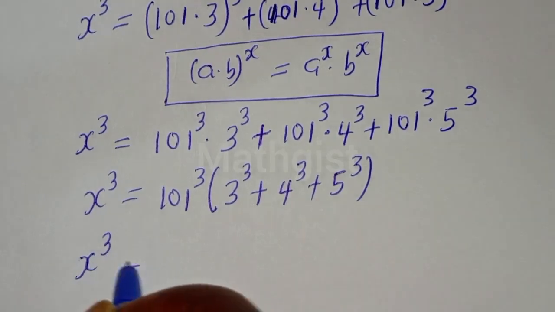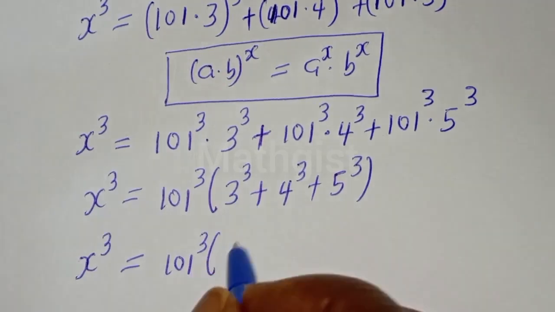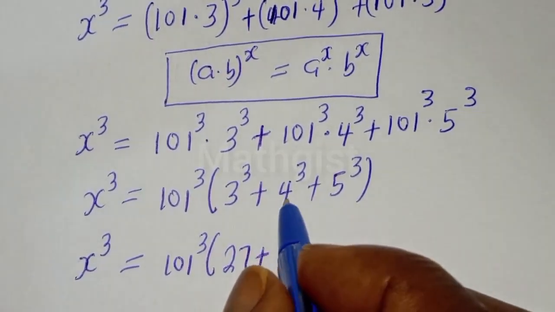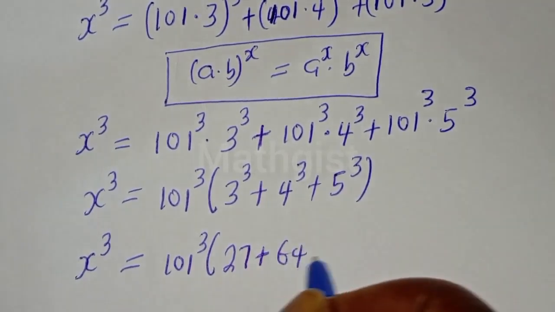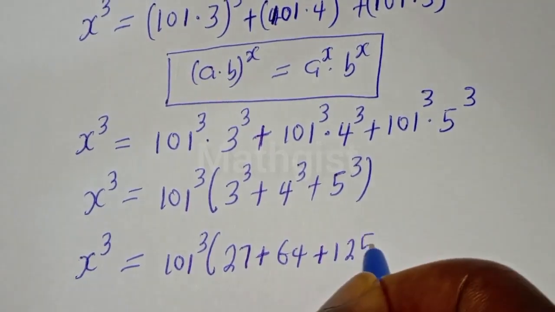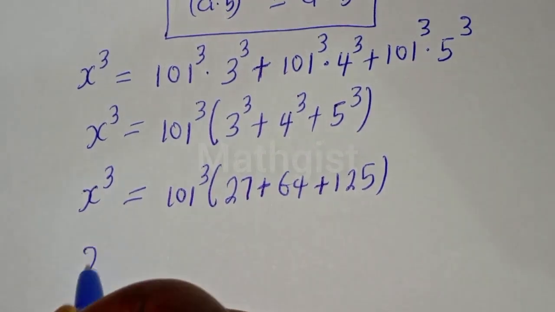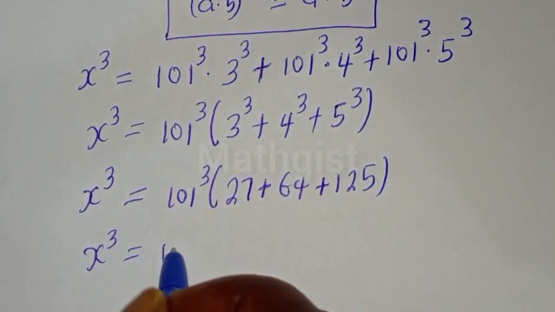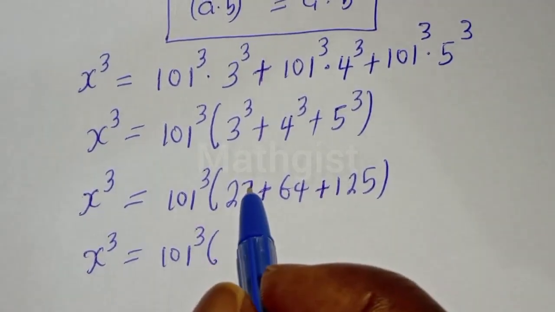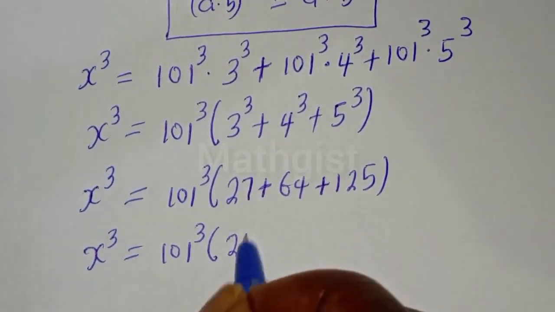S raised to power 3 is equal to 101 raised to power 3 bracket 3 raised to power 3, that is 27, plus 4 raised to power 3, that is 64, plus 5 raised to power 3, that is 125. S raised to power 3 is equal to 101 to the power of 3 bracket 27 plus 64 plus 125, that is 216.